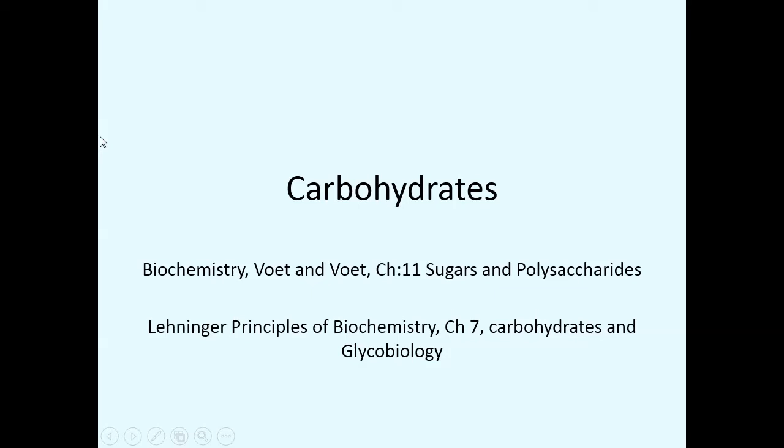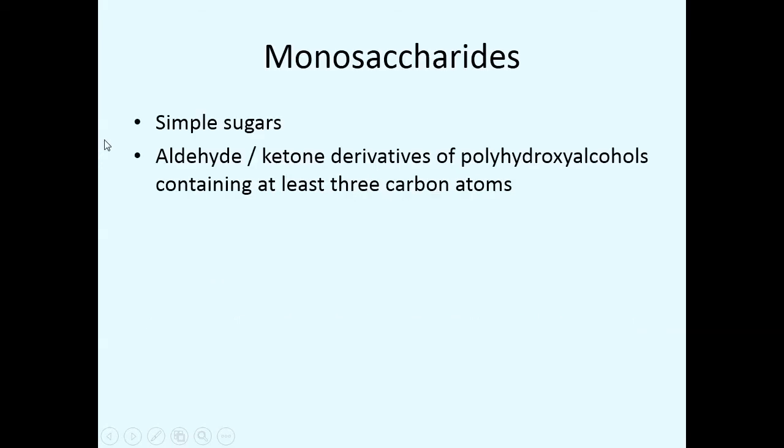After looking at the different cellular functions of carbohydrates, now we move to the classification of monosaccharides. Monosaccharides are also called simple sugars. They are aldehyde or ketone derivatives of polyhydroxy alcohols containing at least 3 carbon atoms. That is, they contain an aldehyde or a ketone group in addition to hydroxyl groups on them.